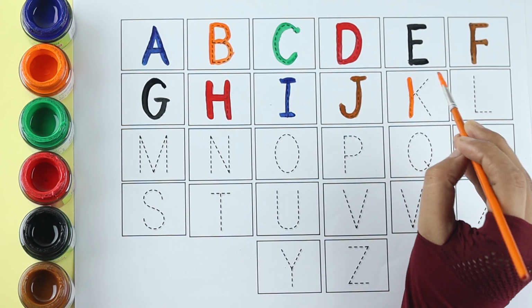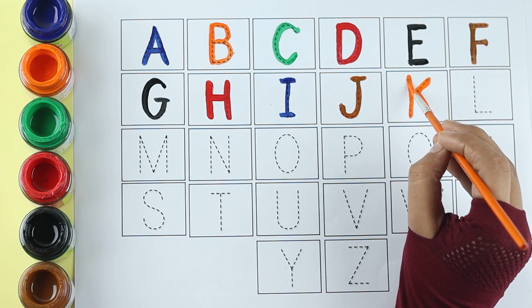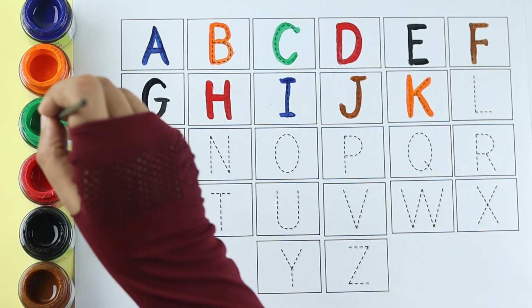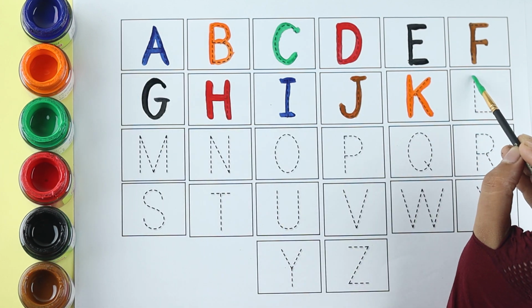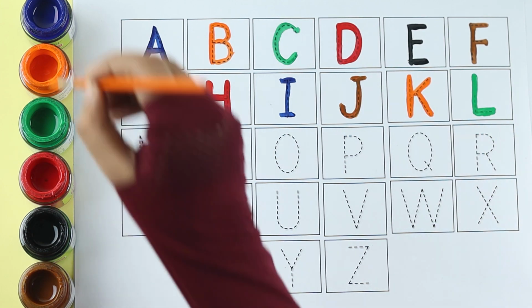K for kite. Green color. L for lion. Orange color.